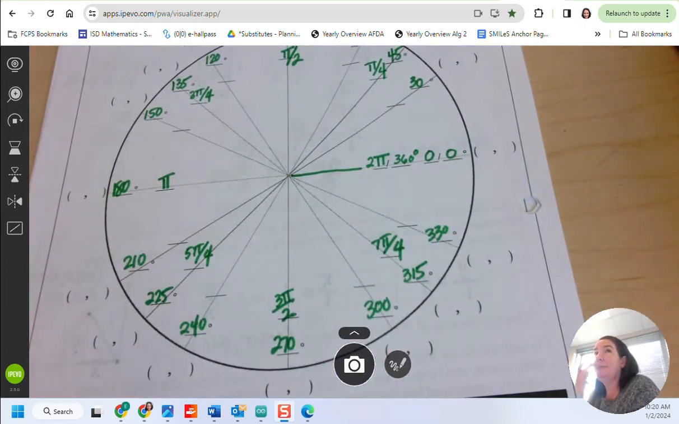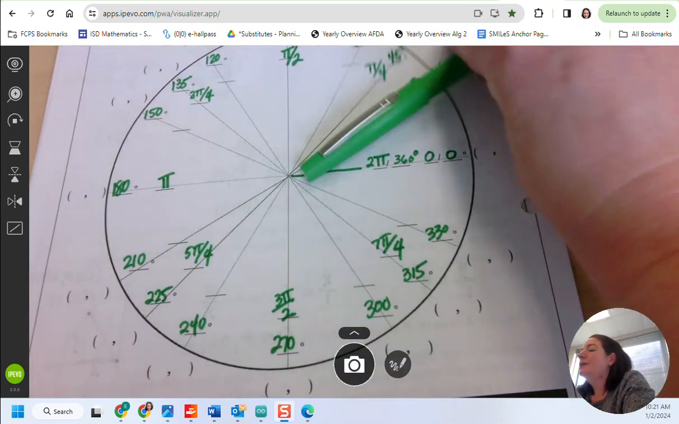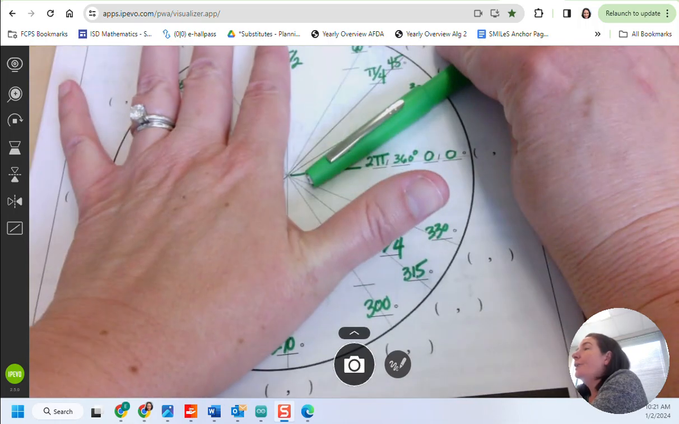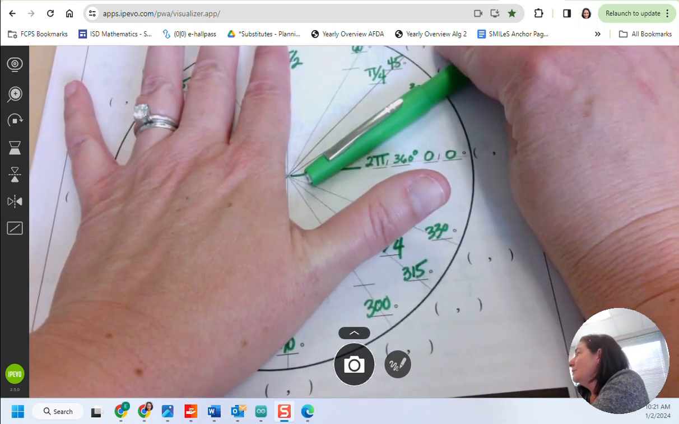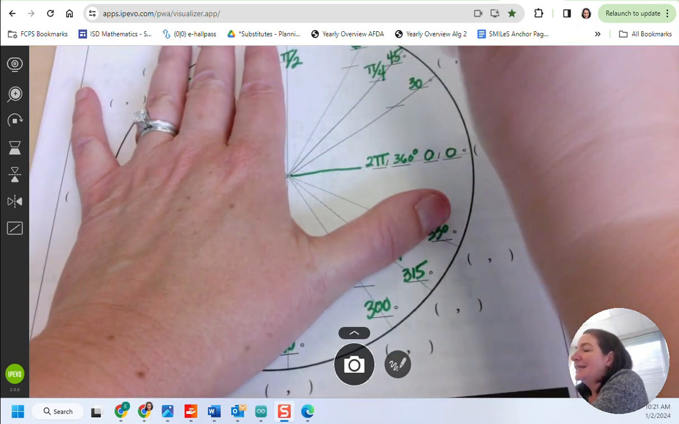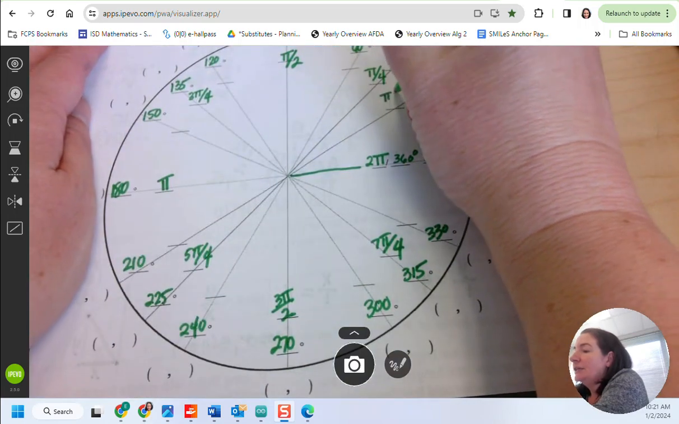Okay, I'm going to wait because I can see people working on their pi over 4s. All right, this one is a third of half pi. So 1/3 times pi over 2 is pi over 6. So this is pi over 6.